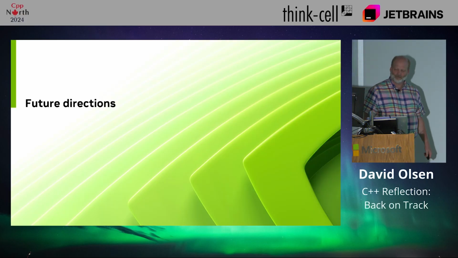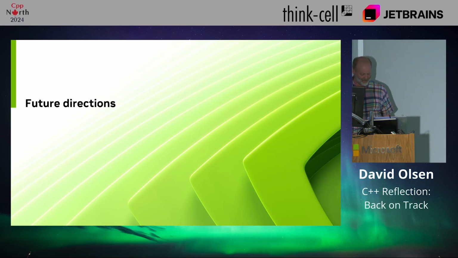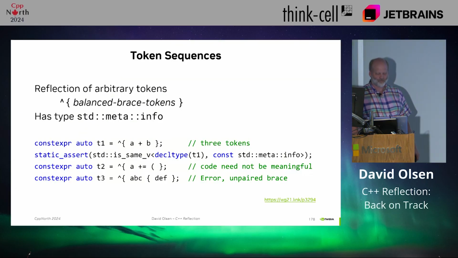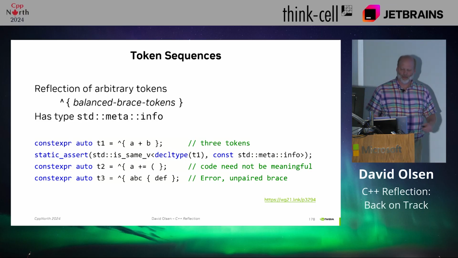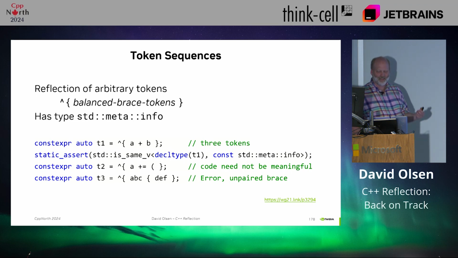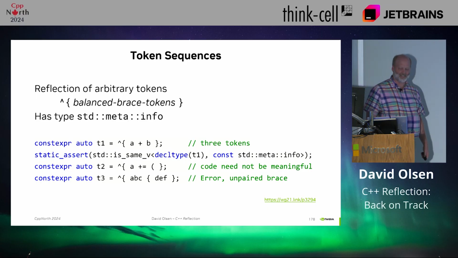Future directions. A whole bunch of papers are being written that are following on P2996. The most interesting one is token sequences. A token sequence is what its name implies, a sequence of arbitrary C++ tokens. The tokens in a sequence don't have to be syntactically or semantically valid. They just have to be tokens. To be of any use, in the end, you need tokens that are both semantically and syntactically valid. But the intermediate token sequences don't need to be meaningful by themselves.